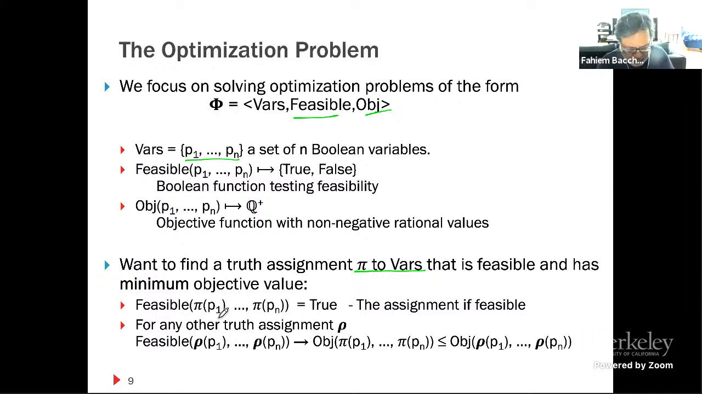And in particular, if I get a truth assignment, pi, to the variables, then if I ask the feasibility function, does this truth assignment map to true, then that assignment can be called feasible. And that assignment is going to have a minimal objective function value if, for any other truth assignment that's feasible, the objective function evaluated on pi is at least as small as the objective function evaluated on this other truth assignment. So that's sort of a standard formalization of optimization, but in this case, with respect to Boolean variables.